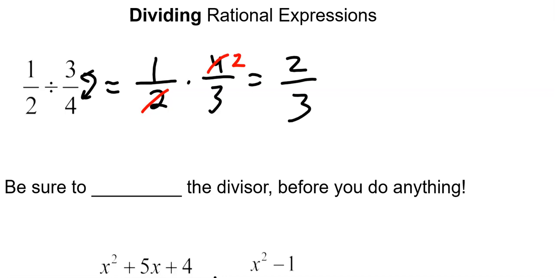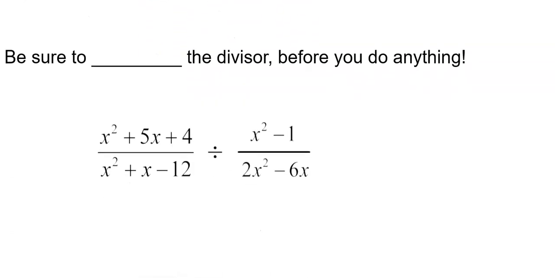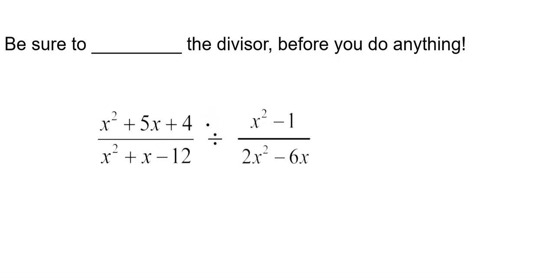So be sure to change the divisor before you do anything. In other words, if this is division here, what I might do first is say this guy's got to flip around first. It's got to be the reciprocal of that second function here. So you could do that first.